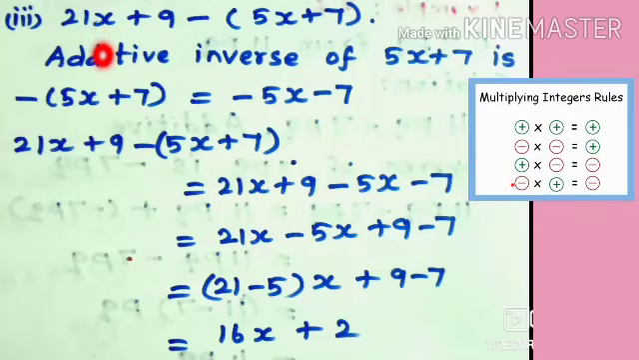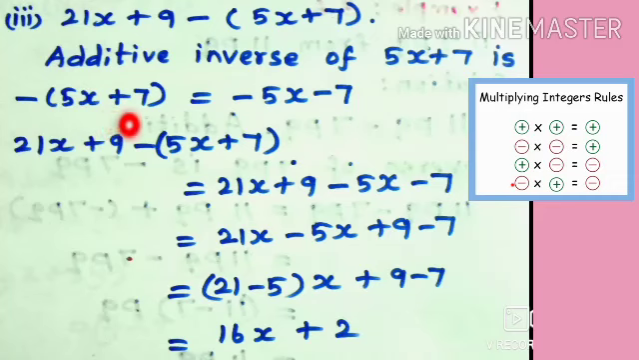So 2a is the required solution. The third sum is subtract 5x plus 7 from 21x plus 9. So here 21x plus 9 is the first term and the second term is 5x plus 7. So here we are subtracting 5x plus 7 from 21x plus 9. Don't forget to put the bracket. So in the next step, what we'll do? We have to find the additive inverse of the second term. That is plus of 5x plus 7, which is minus of 5x plus 7.